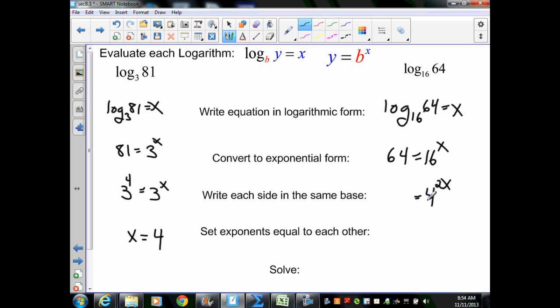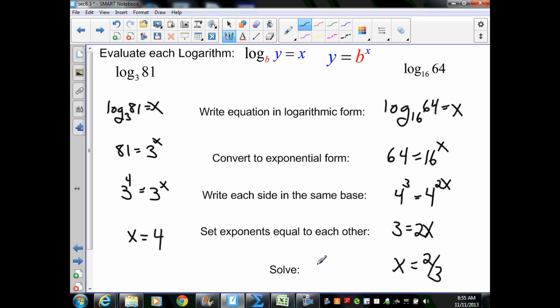Now, I think that's correct. I'm going to see if I can get 64 to a base of 4. And that would be 4 cubed. 4 times 4 is 16, times 4 is 64. Now what I do is I set exponents equal to each other. 4 cubed must equal 4 to the 2x. Therefore, I have 3 equals 2x. Now I want to solve. X equals 3/2. We can verify that by substituting x into my problem.